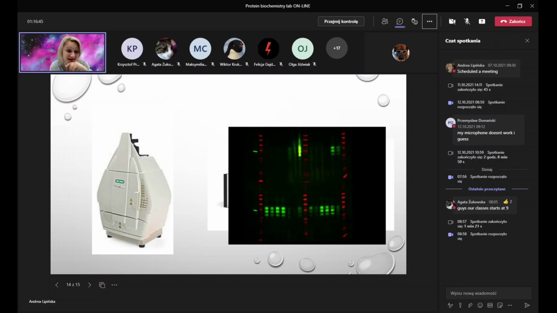For example, it may happen that the right part of your blot will transfer better than the left part of your blot because, I don't know, something got swayed, and, well, it just happens from time to time. So generally that's it as regards your Western blotting.